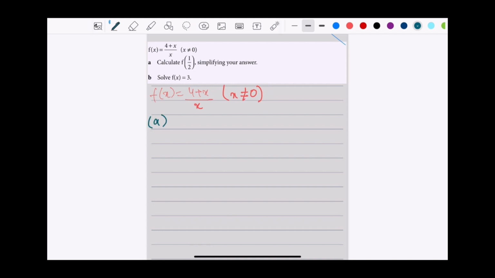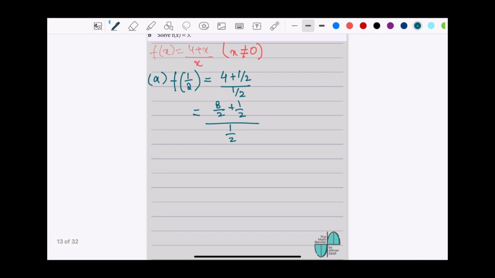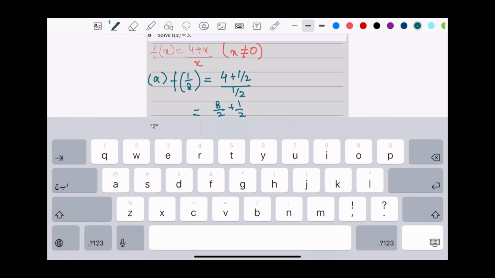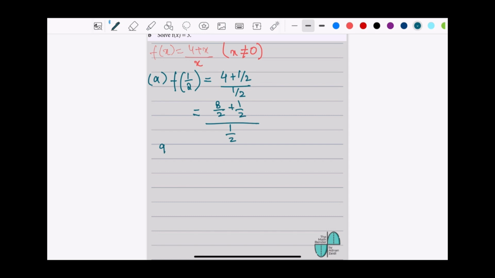So for part A, f of half, so write f of half or f of 0.5, and simplify your answer, which means they want you to keep it as a fraction, 1 over 2 over 1 over 2. I replace x with that, so it is equal to, now taking the LCM, 4 times 2 is 8, 8 plus 1, so 8 over 2 plus 1 over 2, over 1 over 2. Now this is going to be 9 over 2 over 1 over 2. This cancels out and becomes 9.